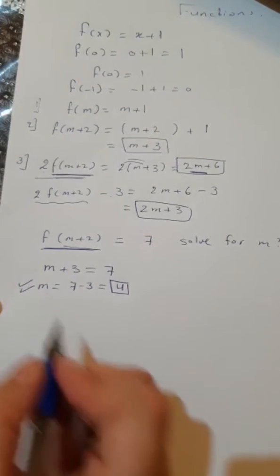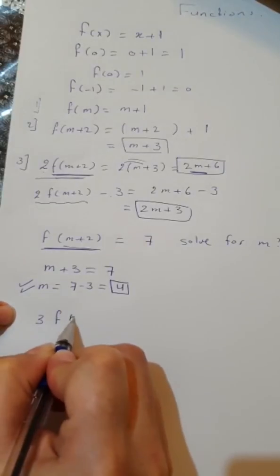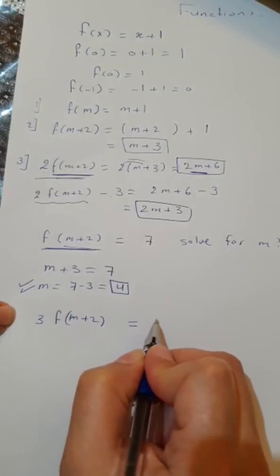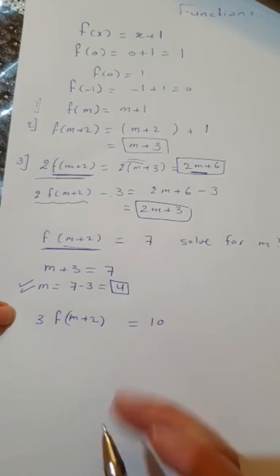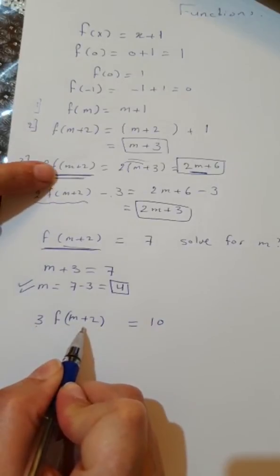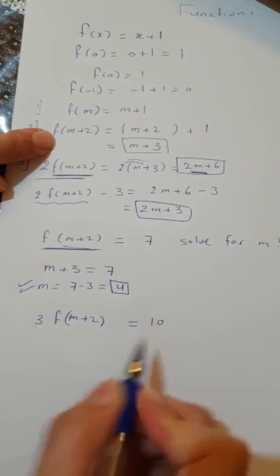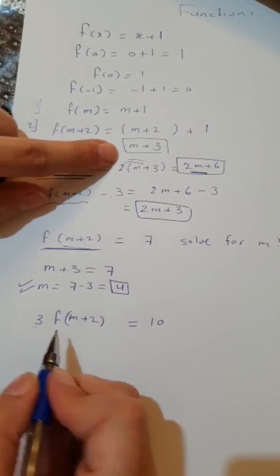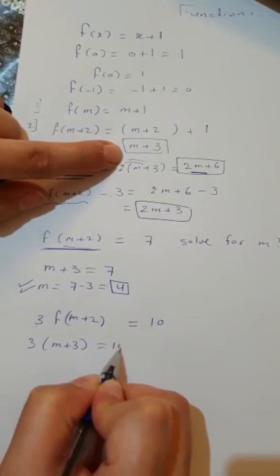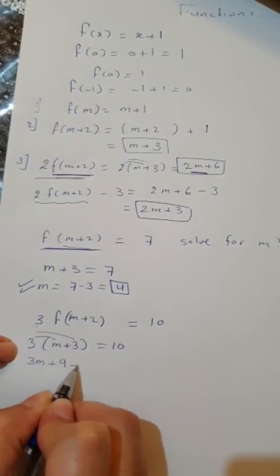And in some cases, the question will ask me also to find 3f of m plus 2 equal to 10, and we need to solve for m. So what I'm going to do is multiply f of m plus 2 by 3. Then the answer, I'm going to put it equal to 10. So what's the answer of f of m plus 2? It's equal to m plus 3. So it's 3 multiplied by m plus 3, equal to 10. And the same thing, I'm going to expand here. It will become 3m plus 9 equal to 10.